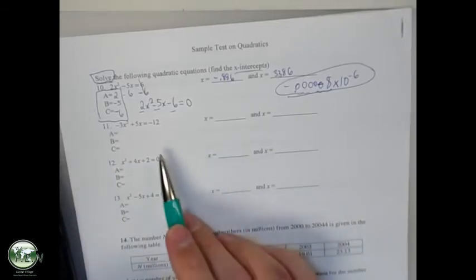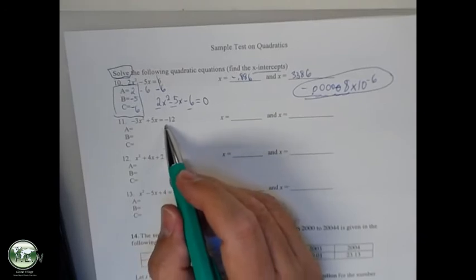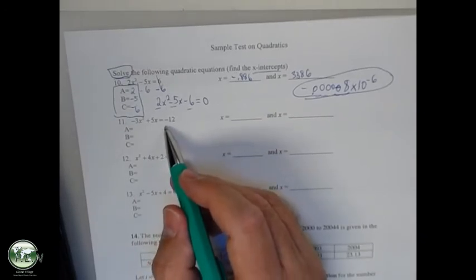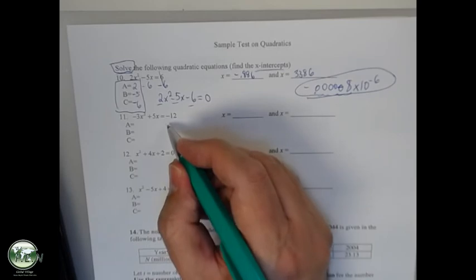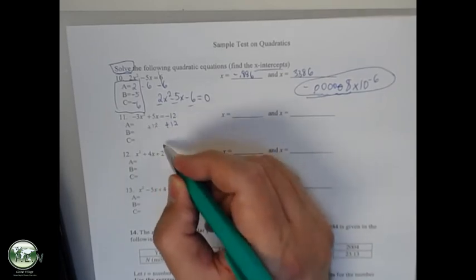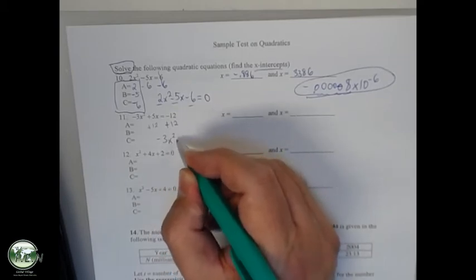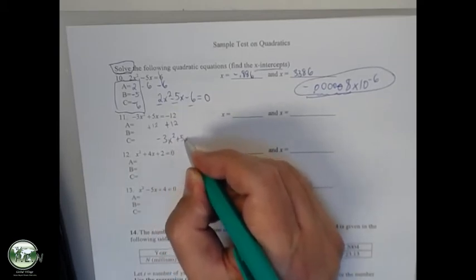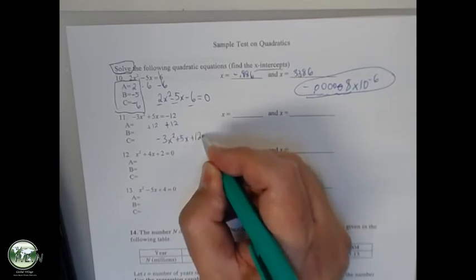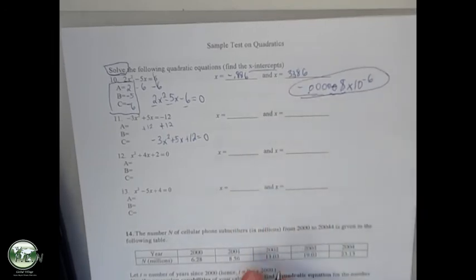So each of these, and again, number 11. What's the first thing we have to do to get this to be usable? We have to get it equal to 0. So we add 12 to both sides, right? We won't do this whole one. Let's see, 3x squared plus 5x plus 12 equals 0. Now we can use Atom Quad, put in A, B, and C, and we get the x-intercepts.